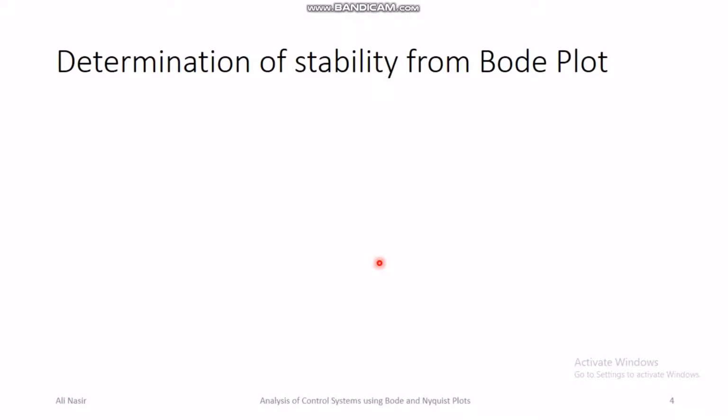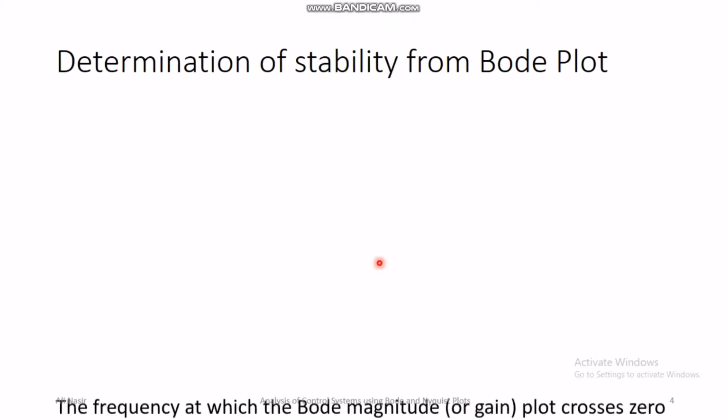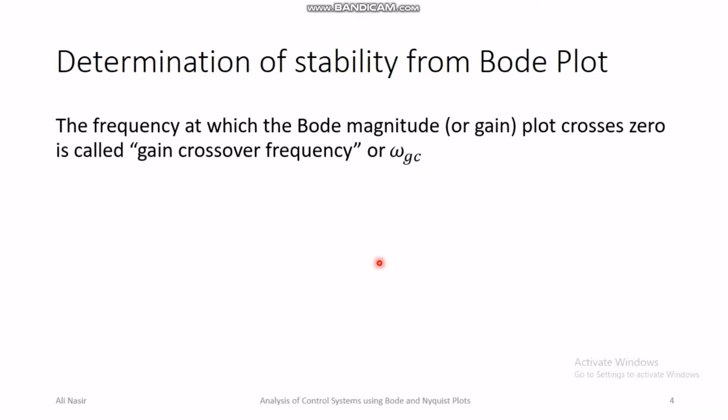Next we discuss the determination of closed loop stability from the Bode plot. In order to determine the closed loop stability from the Bode plot, you have to understand two concepts. The first of the two is the concept of gain crossover frequency. The frequency at which the Bode magnitude or gain plot crosses zero, as I said earlier in the previous slide, is the gain crossover frequency, and usually you denote it by omega sub gc. So this is the frequency at which the Bode magnitude plot crosses the 0 dB value.